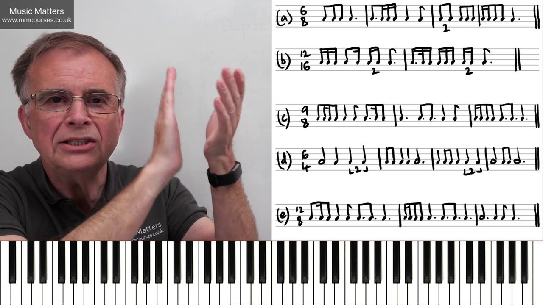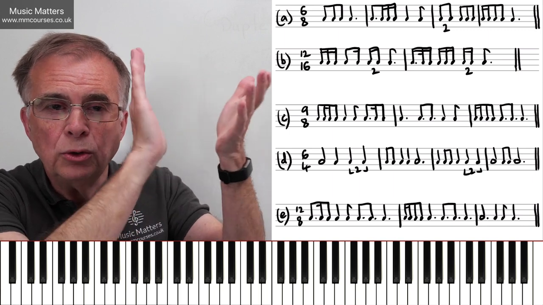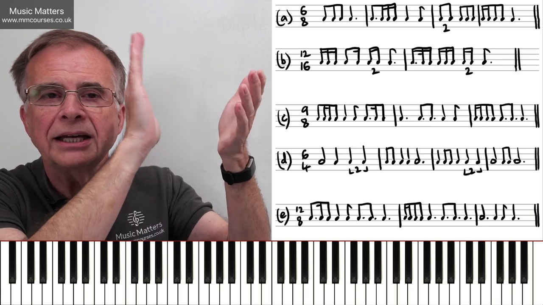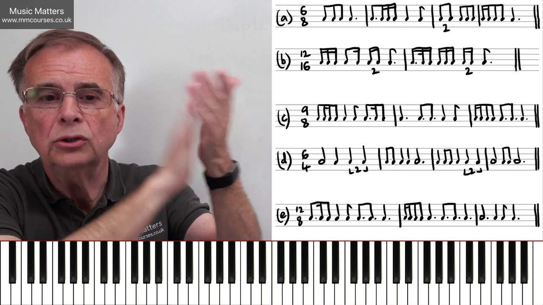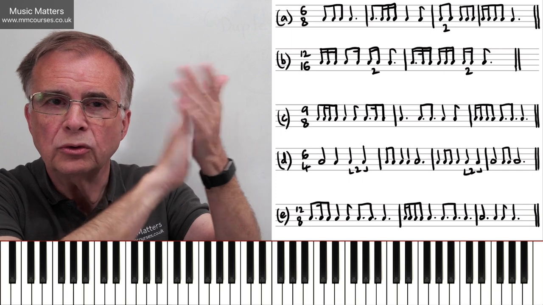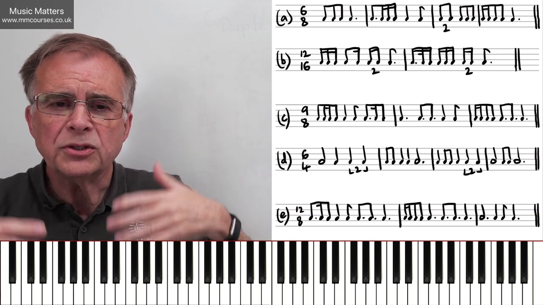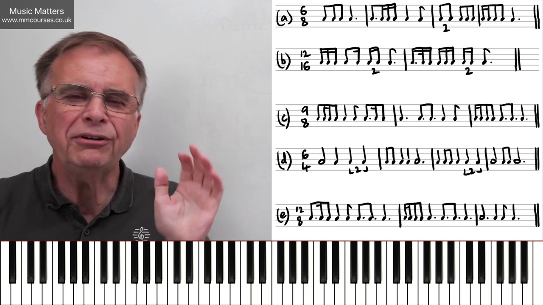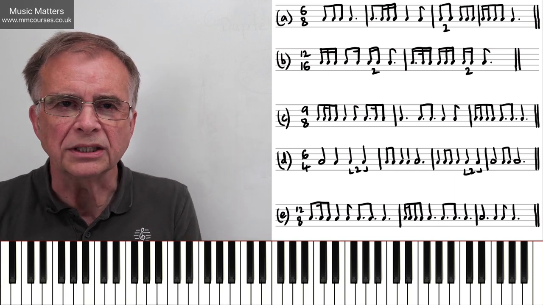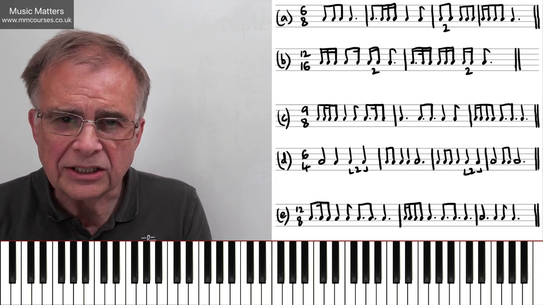1, 2, 3, 4, 5, 6. 1, 2, 3, 4, 5, 6. 1, 2, and 3, and 4, 5, 6. 1, 2, 3, 4, 5, 6. 1, and 2, 3, 4, 5, 6. So I hope as we're doing this, you're getting a little bit of a feel for dealing with those duplets and just getting a bit more comfortable with that. Okay, let's do that again.